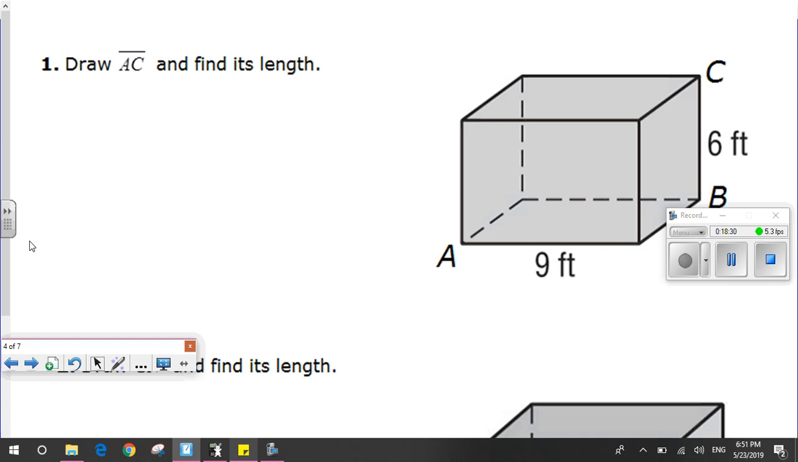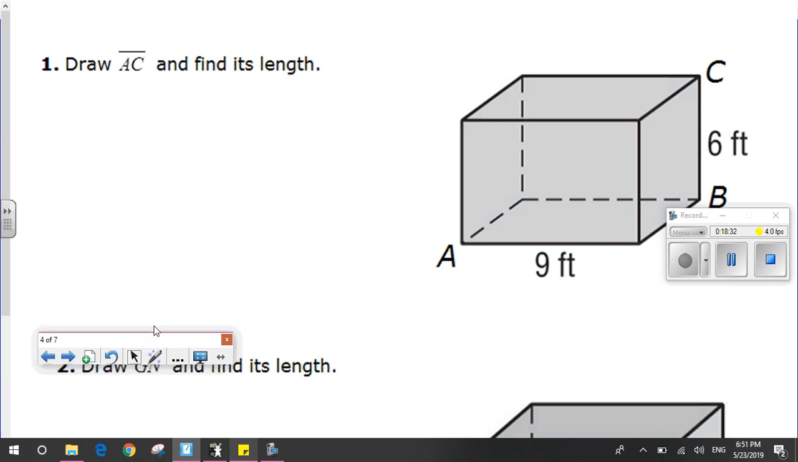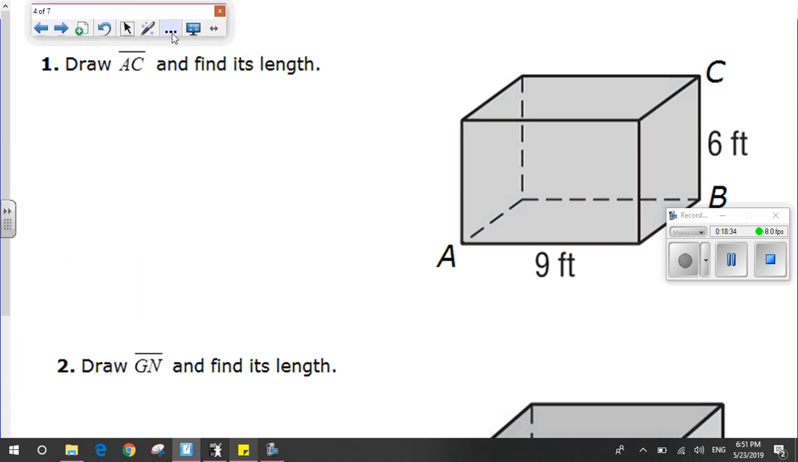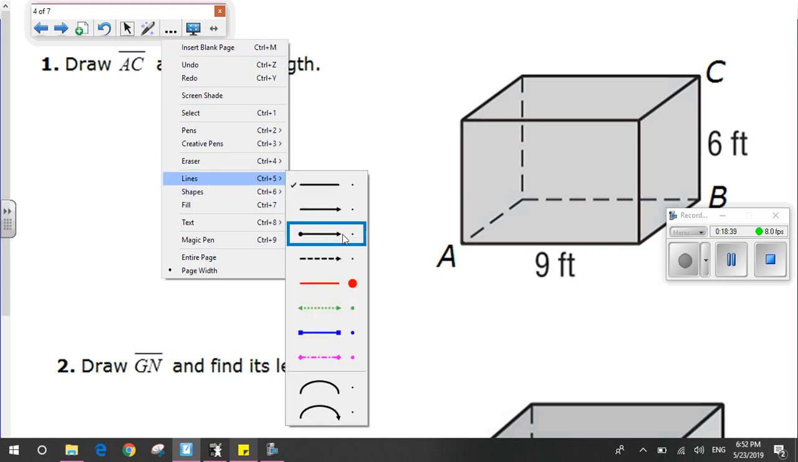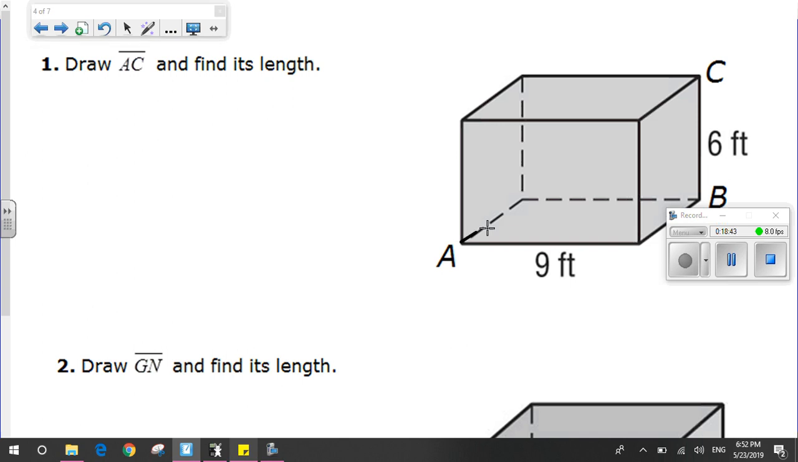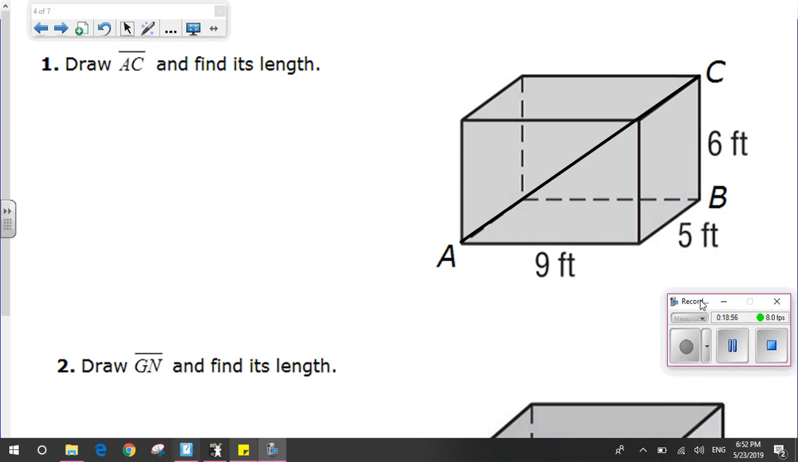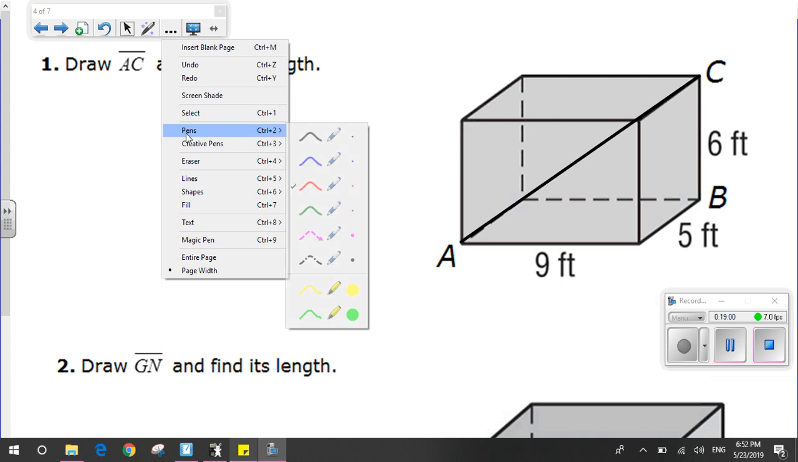But we'll just take it like this for now. It wants us to draw segment AC. So let's draw that segment. All right, and find its length. To find the length of this type of segment, we need to do a fancy version of Pythagorean's theorem.